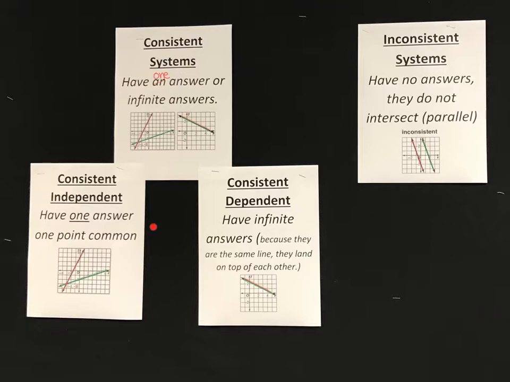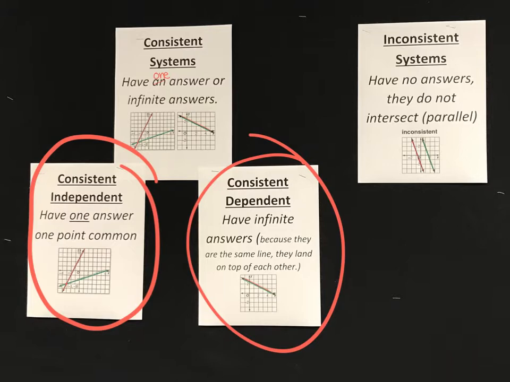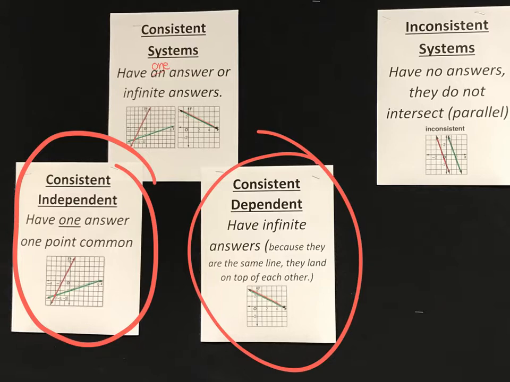And then down here, attached to the consistent, we have these two types of consistent: the consistent independent, and the consistent dependent. Those are the two types. Consistent independent means one single answer. Consistent dependent means they're right on top of each other. They have an infinite amount of answers. Okay, so if you're not done copying these notes, please watch the video later, hit pause, and copy it later, right?